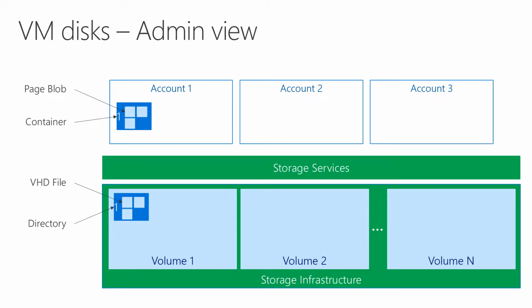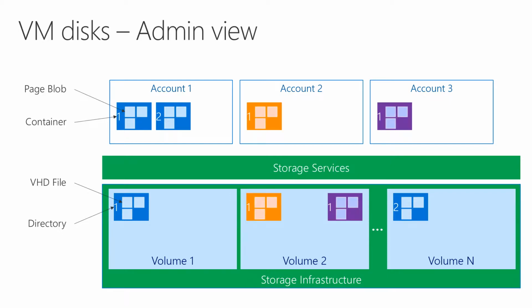Okay, and when we now store additional page blobs within the same container, this will end up on disk as multiple VHD files in the same directory on the same volume. When I now create a second container, this second container will get created on another volume, the volume that has the most free space available. And it doesn't really matter in which storage account we create containers. So what you can see here, now we have a container with page blobs in storage account number 2, and a new directory gets created on volume number 2.